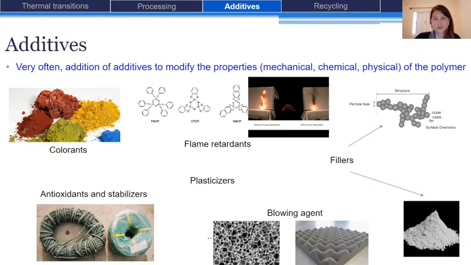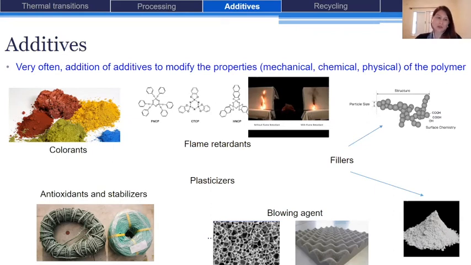So now let's talk a little bit about additives. Many of the polymer properties are intrinsic. They depend on the molecular structure of the polymer. But in some cases, it is necessary to tune the properties of the polymer, to modify it. And in that case, we use additives. These are small molecules or particles that are added to the polymer in order to add a specific property.